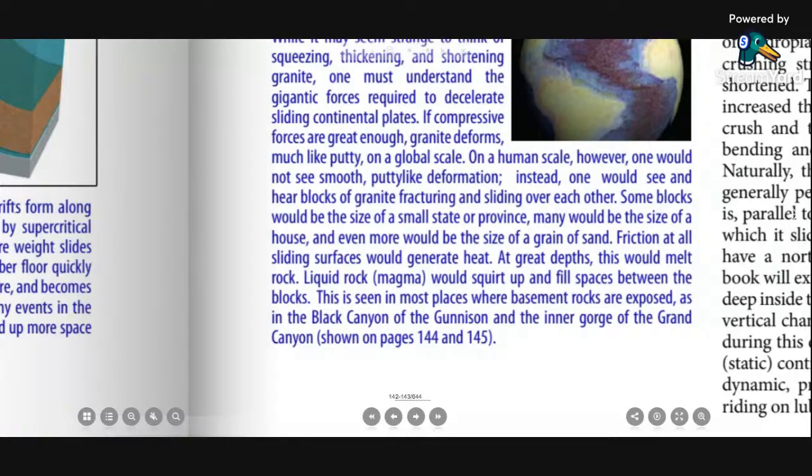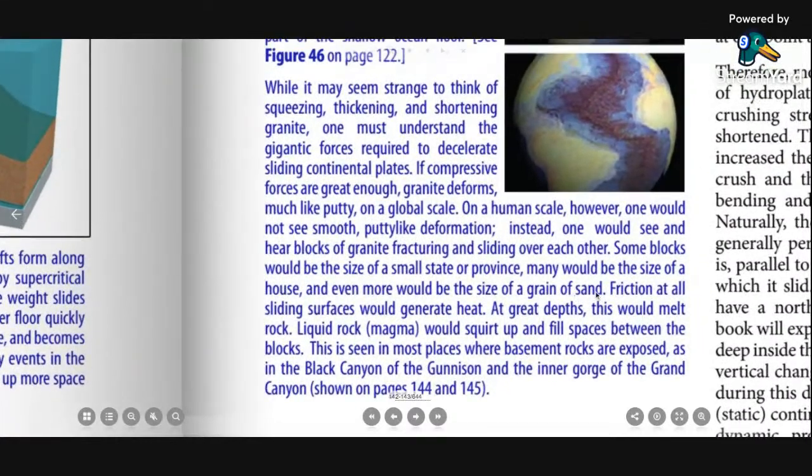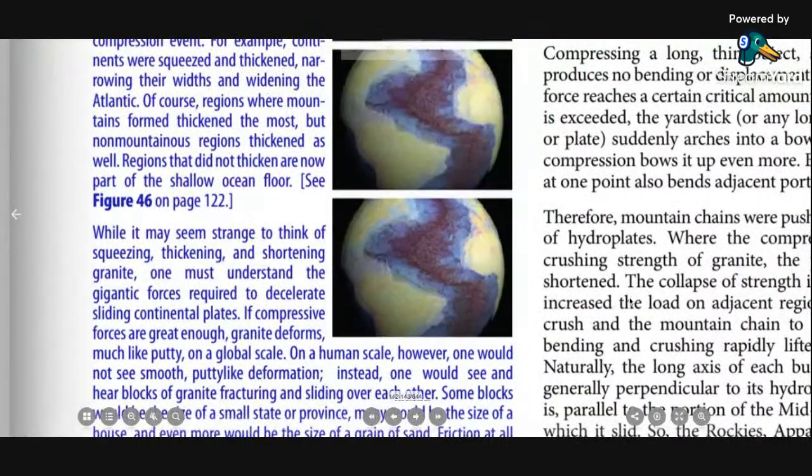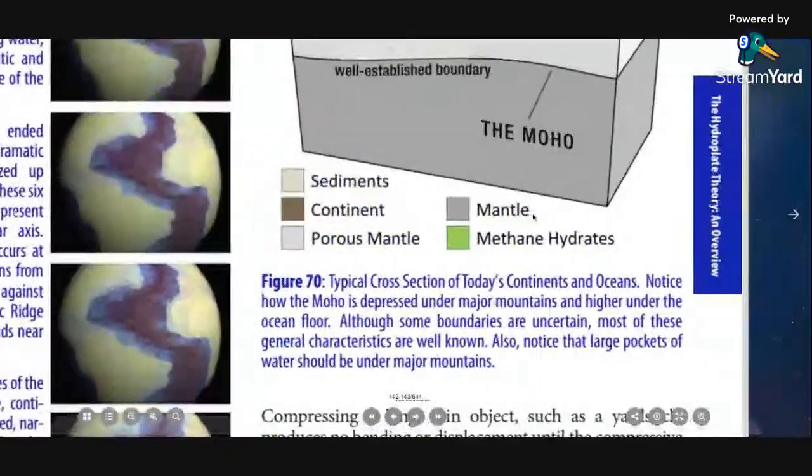Friction at all sliding surfaces would generate heat. At great depths, this would melt rock. Liquid rock, magma, would squirt up and fill spaces between the blocks. This is seen in most places where basement rocks are exposed, as in the Black Canyon of the Gunnison and the inner gorges of the Grand Canyon, shown on the next two pages, 144 and 145.